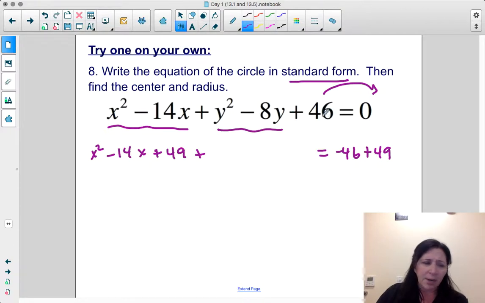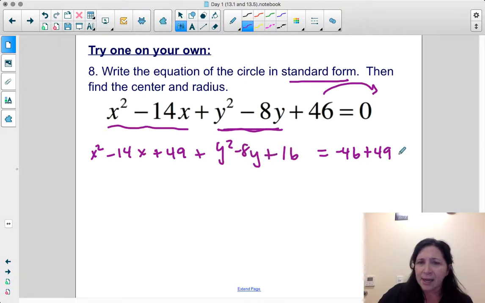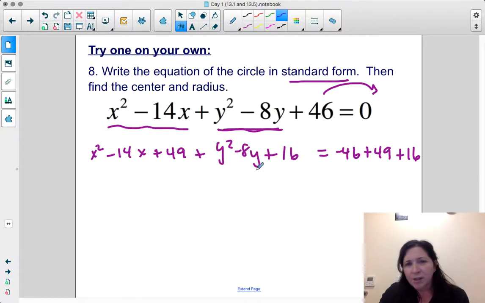Now, this one right here is going to be completing the square again for these two, and you're going to have y squared minus 8y. Half of 8 is 4. 4 squared is 16. And again, I'm going to add 16 to the right. So what we're going to do here is we've just finished completing the square, and now we're going to factor, and this side we're going to simplify.